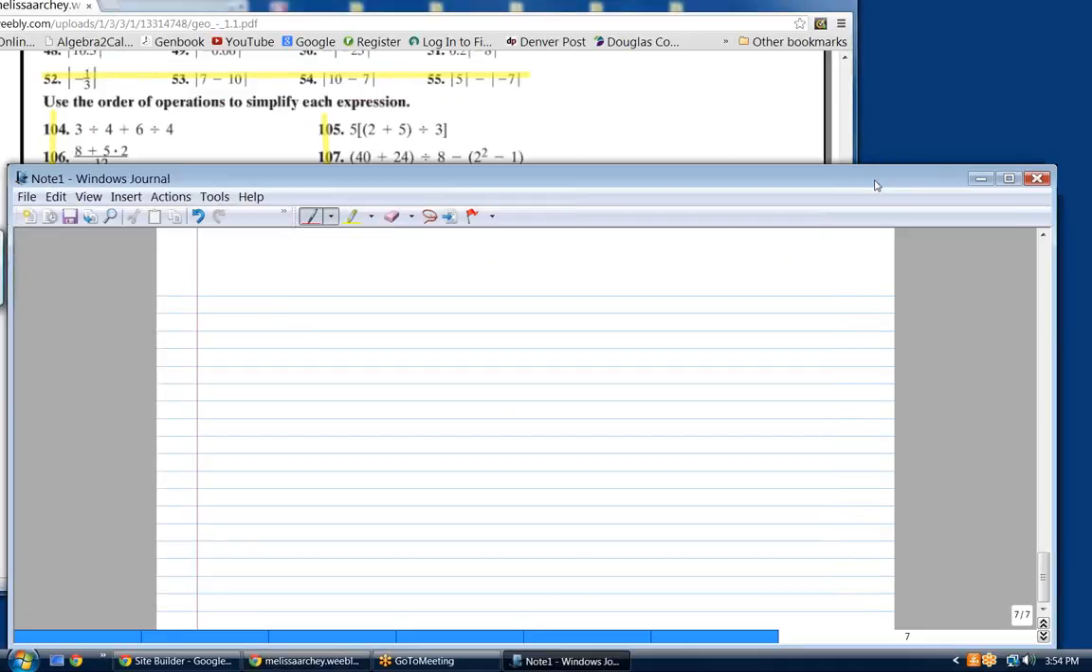It's the absolute value of negative 1/3. Positive 1/3. Correct? What's the absolute value of 7 minus 10? 3. Yeah, positive 3. What's the absolute value of 10 minus 7? 3 still. What's the absolute value of 5 minus the absolute value of minus 7? That would become 7. 5 minus 7 is negative 2. Good.